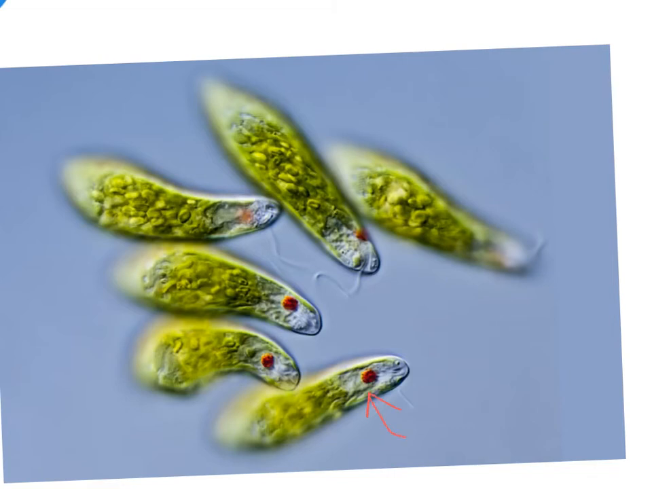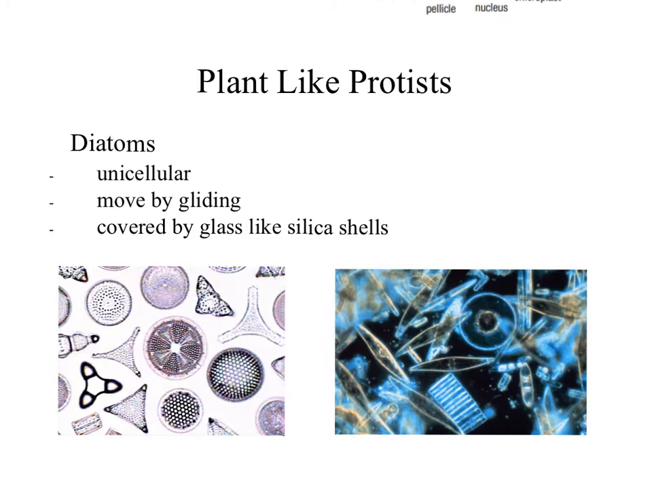Now, it appears to be red because it has certain pigments in it that allow us to see this red color, similar to why chloroplasts allow us to see them as green. They have a pigment called chlorophyll. Depending on what image you're looking at, you might not always be able to see this vibrant red color. Next up on plant-like protists are the diatoms.